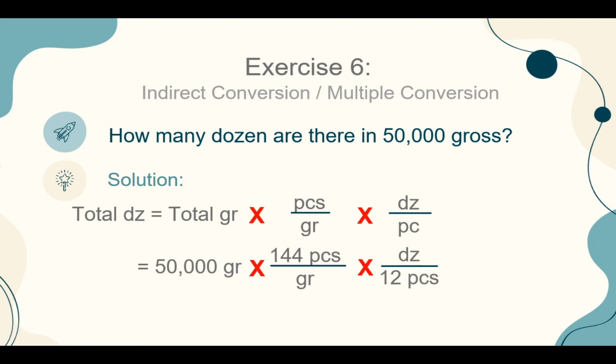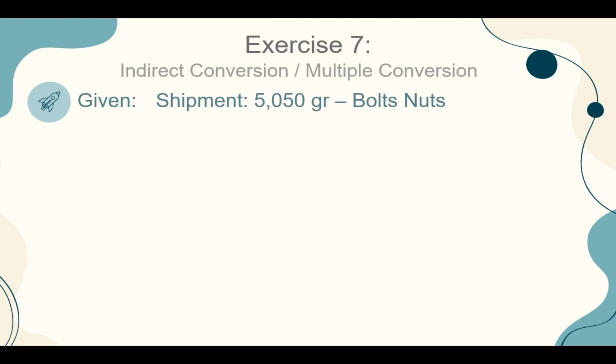So, substitute. How many gross? 50,000 gross. And then multiplied by conversion natin. 144 pieces for every 1 gross. And then multiply again by 1 dozen is equal to 12 pieces. And then cancel out yung mga same units, gross, pieces. And then, the total dozen is equal to 600,000 dozen for every 50,000 gross. Alright? So, next, exercise 7.